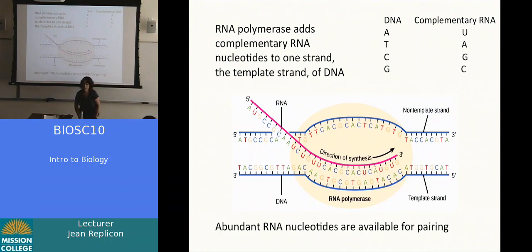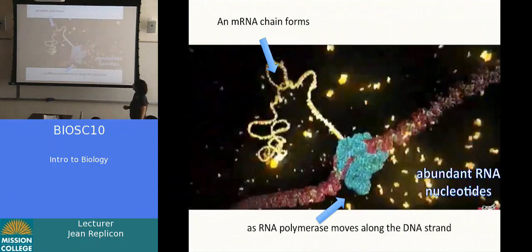Any questions right now about this process? So far we introduced the components here. We need the DNA because that's where the genes are. We need RNA polymerase because that's an enzyme that carries this out. We need to have a lot of RNA nucleotides because those are being added to one strand, the template strand.